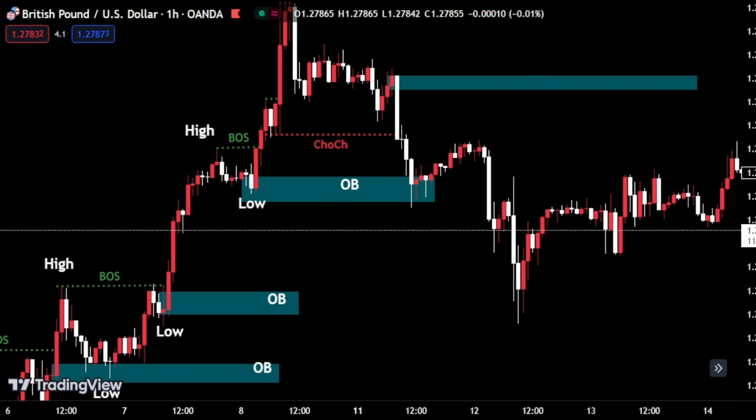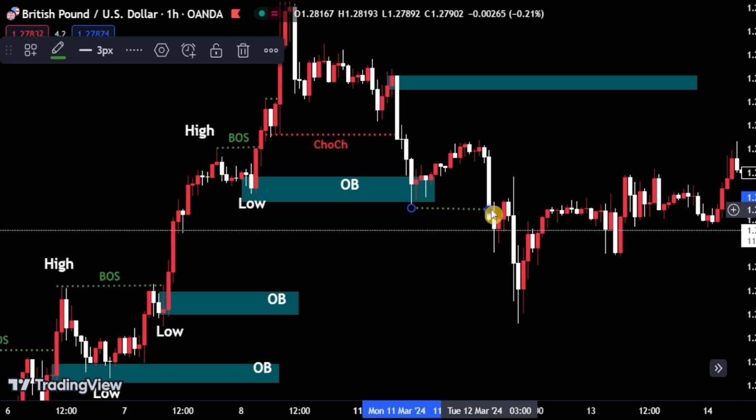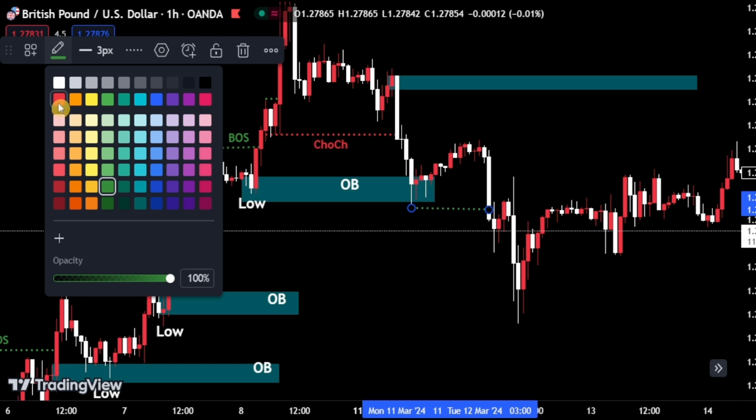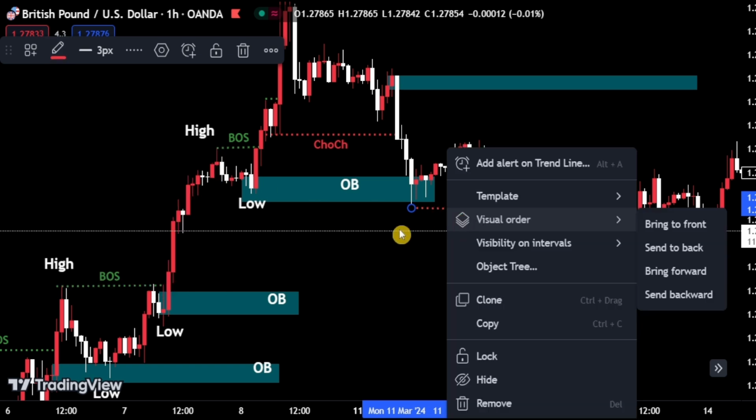But rather, what we have here, we have what? A break of what? Market structure. A break of market structure to the downside. So that's what we're looking at here. All right. Break of market structure to the downside.